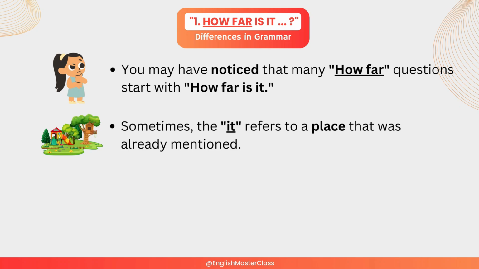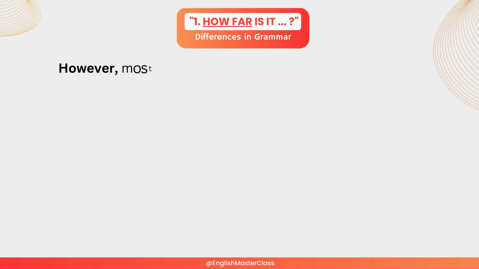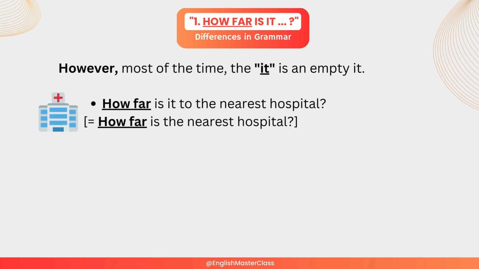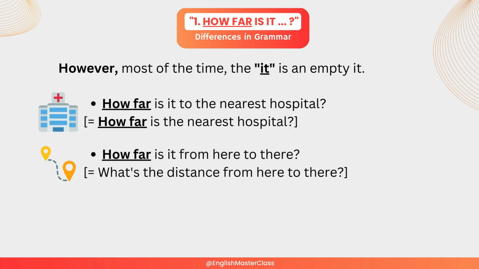Sometimes, the it refers to a place that was already mentioned. For example, if someone says, did you just come from school? How far is it from here? That it refers to your school. However, most of the time, the it is an empty it. How far is it to the nearest hospital? Which means, how far is the nearest hospital? How far is it from here to there, which means, what's the distance from here to there?